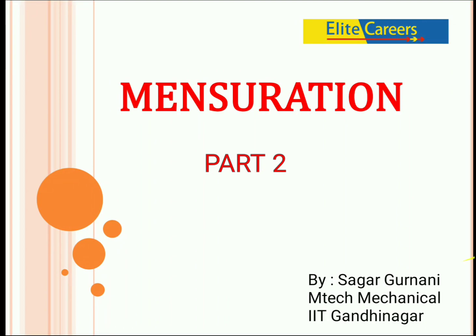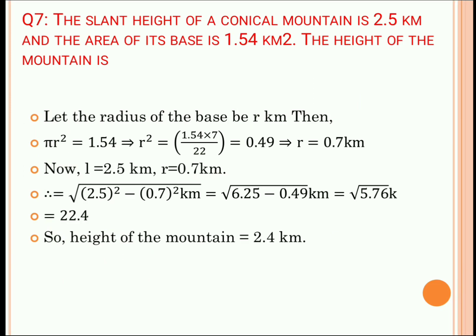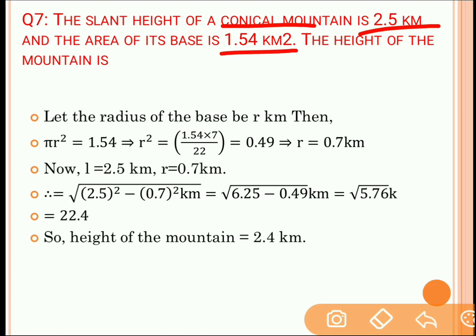So let's start with a few problems related to it. Question number 7. The slant height of the conical mountain is 2.5 km and the area of base is 1.54 km square. Find the height of the mountain.